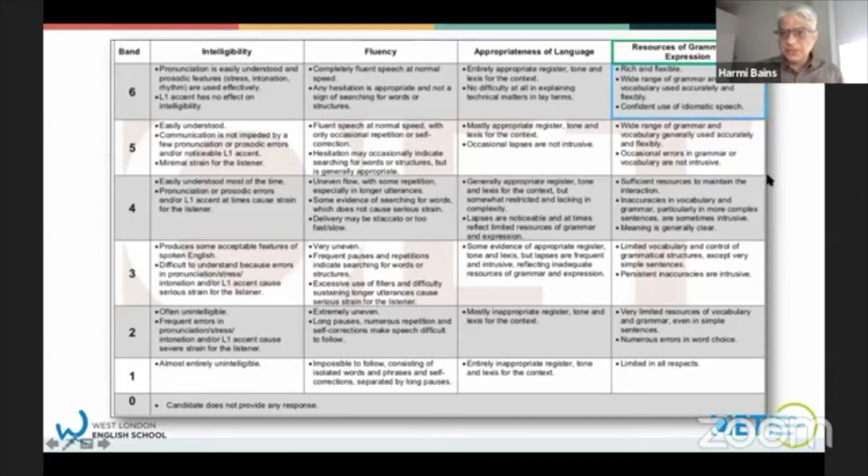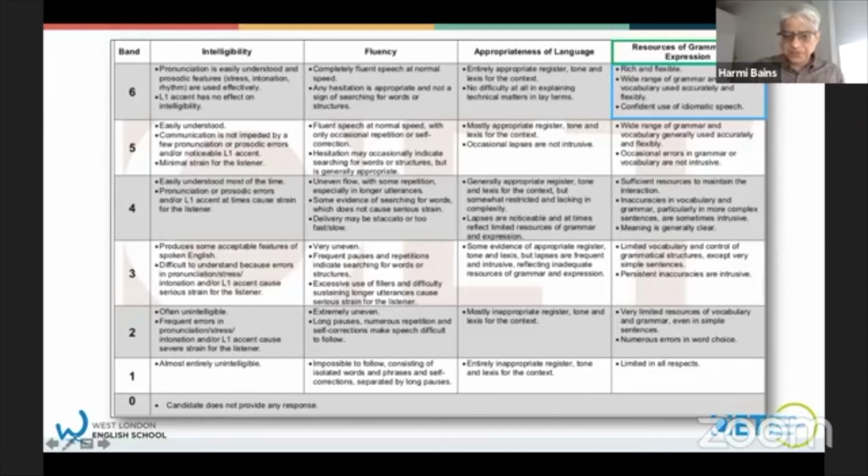we've got resources of grammar and expressions. So really, this is where your language comes into it. Using a wide range of vocabulary, the examiners are listening out for your tenses and just generally they're listening to your grammar. Also, it says using idiomatic speech, so you can use informal language as well. Like I said, it's very different from the writing. It's a different type of English you're being assessed on now.